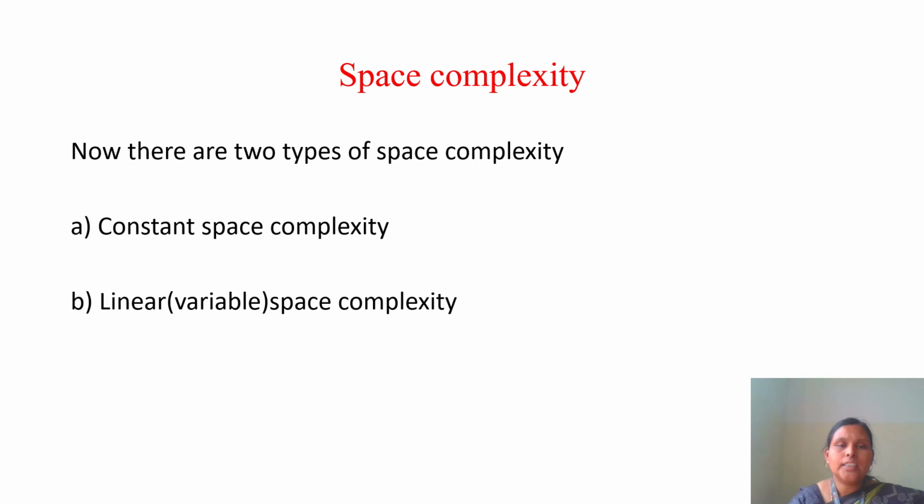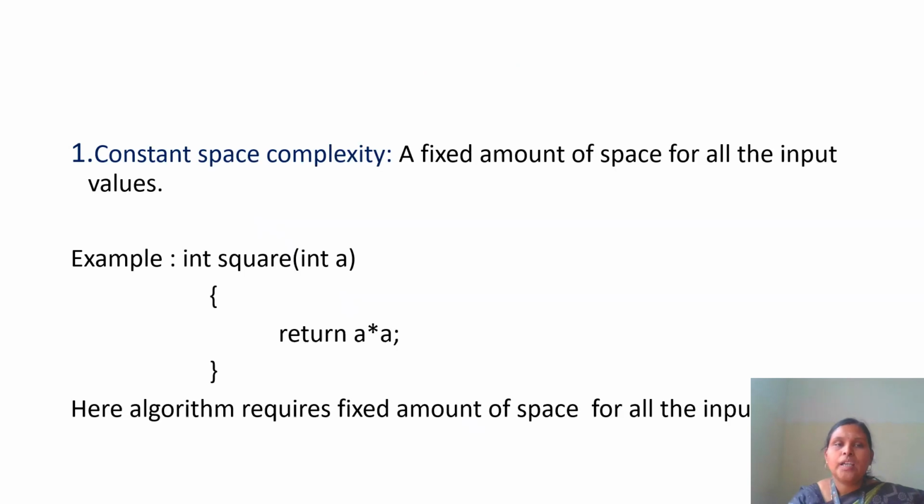Constant space complexity is nothing but that while executing the algorithm, the memory which is allocated for that particular algorithm never changes. It remains constant. That is called constant space complexity. But in linear, the amount of memory required for an algorithm to execute gets changed by passing variables. That is called linear space complexity.